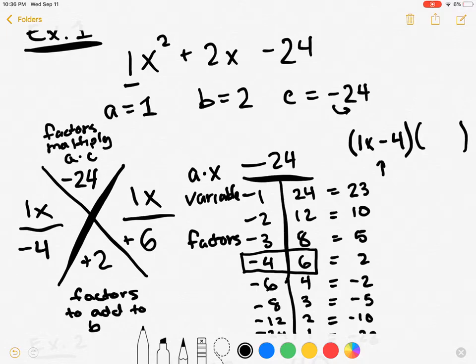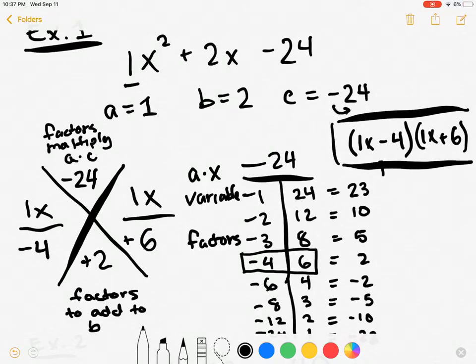And we don't really have to think about what we should write there. We know that the sign really tells you what that operator is going to be. So we have 1x minus 4 times 1x plus 6, and that is your factorization for that problem.